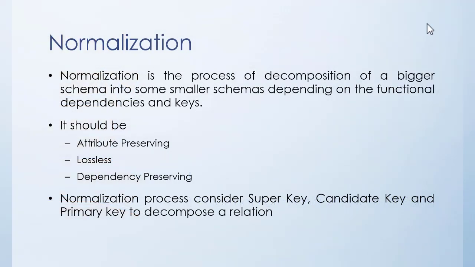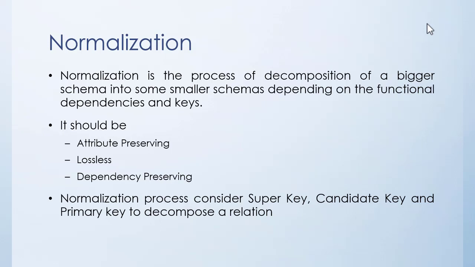We know that to overcome the update anomalies, we should decompose a bigger schema into smaller schemas. Now, how are we going to decompose the schemas into smaller schemas? That process is basically normalization. So normalization is the process of decomposition of a bigger schema into some smaller schemas depending on the functional dependency and the keys. What kind of keys? The super key, the candidate key, and the primary key.